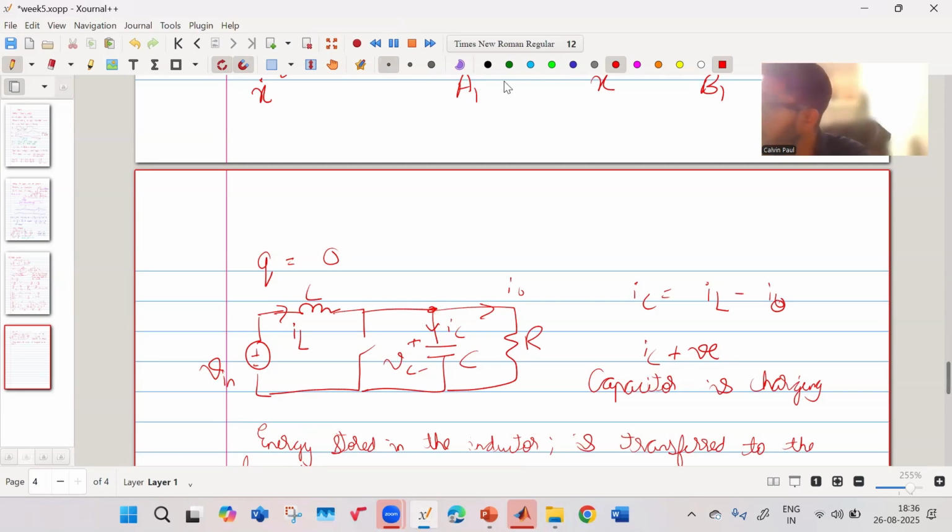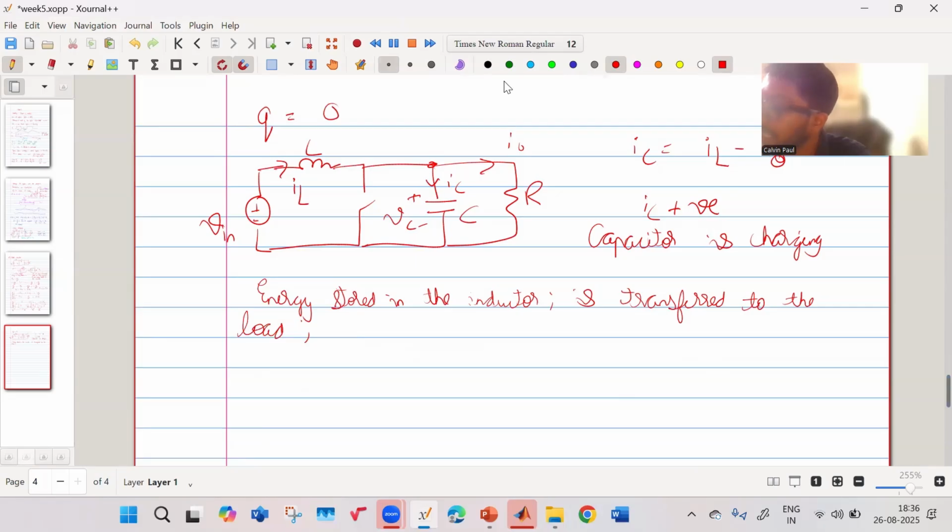Now we will write a dynamical equation for this. For the inductor, L dIL by dt is your VL, which is equal to V in minus V output, and your V output in this case is your VC. So this is V in minus VC. You have to get this equation in terms of the states and the input, nothing else. Then only you can write the state space. Keep that in mind.